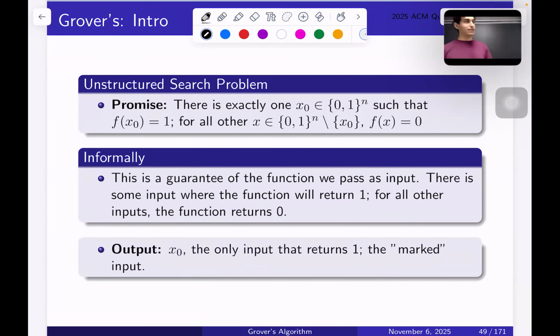Is it different than the Deutsch-Jozsa algorithm and what it's trying to find? Yes. With the Deutsch-Jozsa algorithm, the output was just whether the function was constant or balanced. This time we want some specific input that outputs 1, right? So we were just solving a different problem. It's like searching a database, for example.